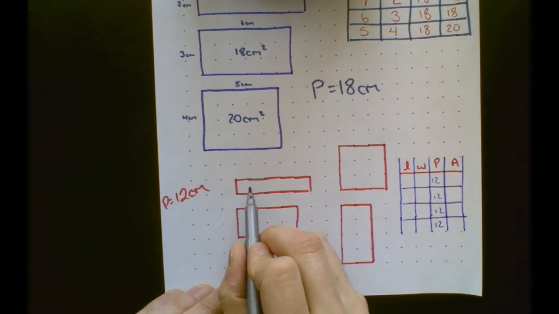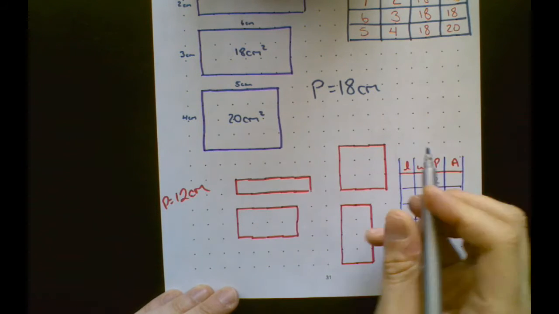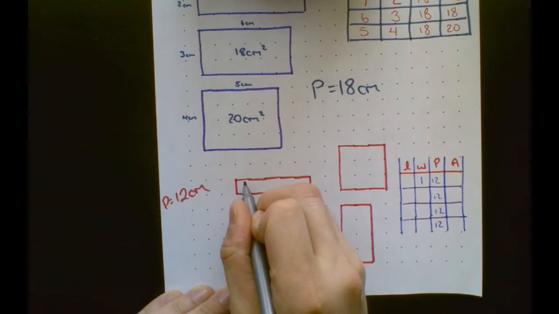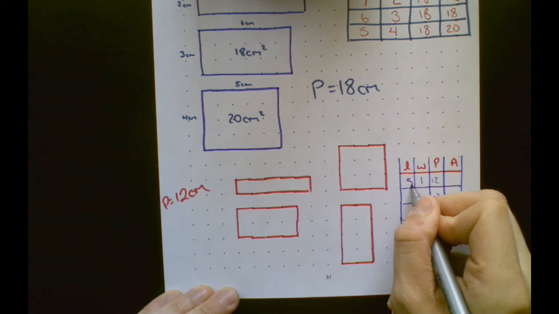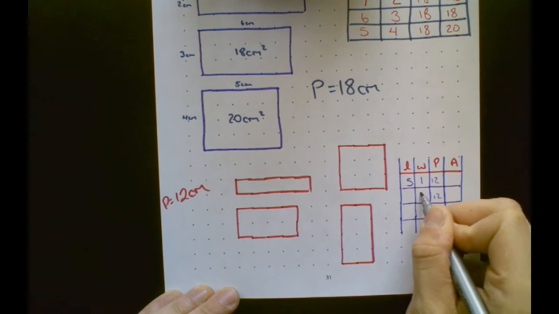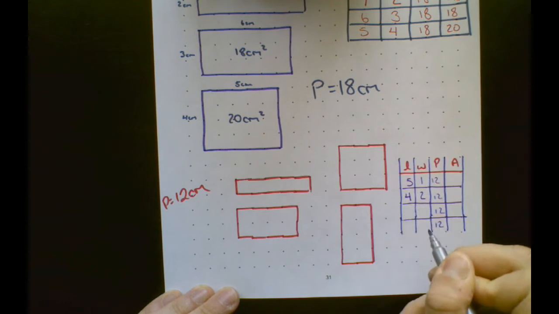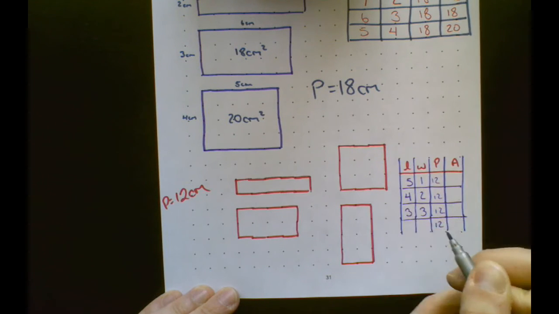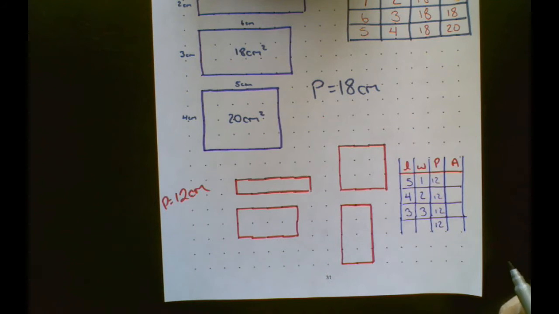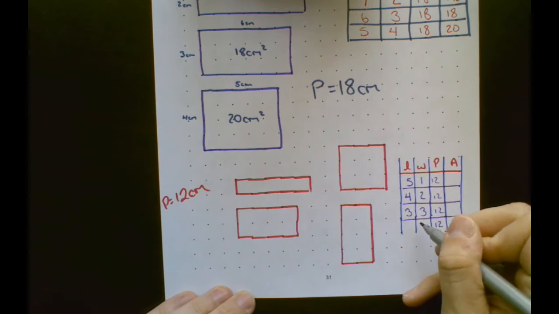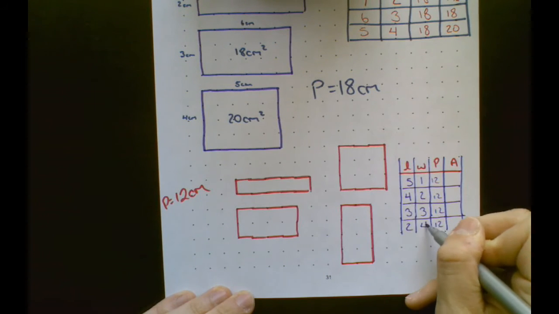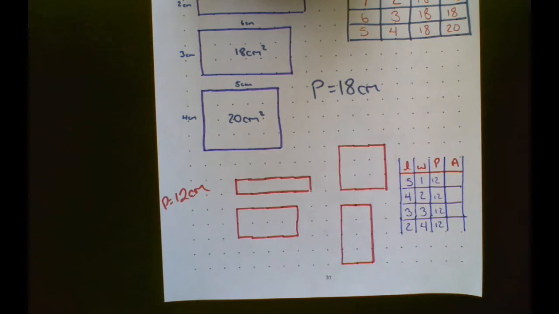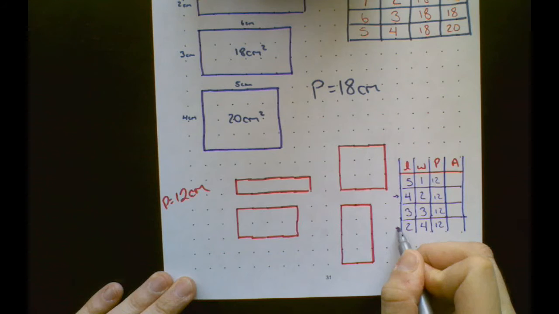Okay, so this top one here, I've got a width of 1, length of 5. Second one, we've got a width of 2 and a length of 4. Then we have 3, 3, and then we have... Now, perhaps you just noticed the same thing that I did. If I write this out, does that look familiar to anybody? Okay, it should. These two are the same.